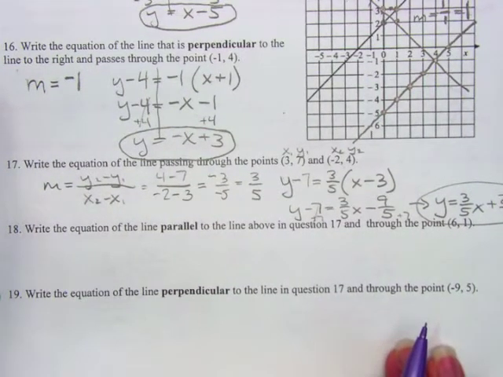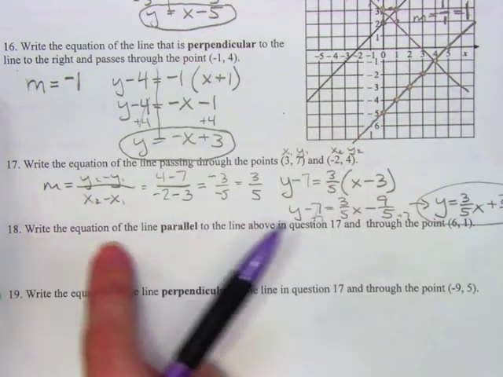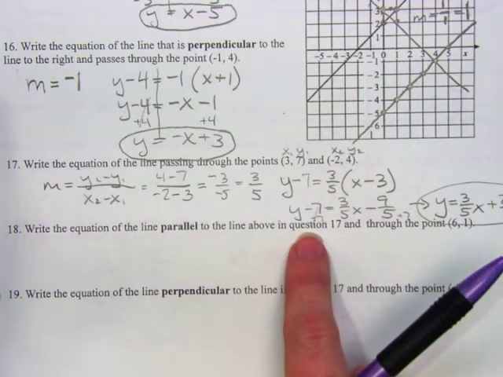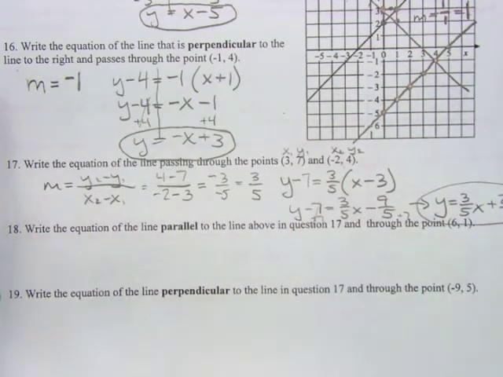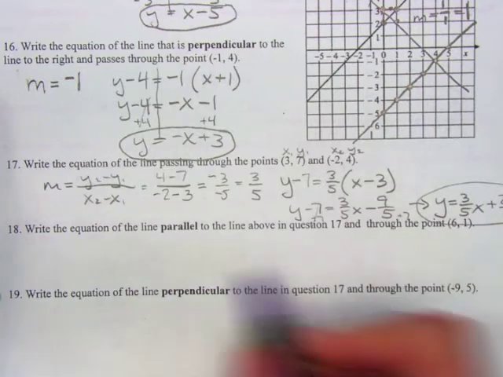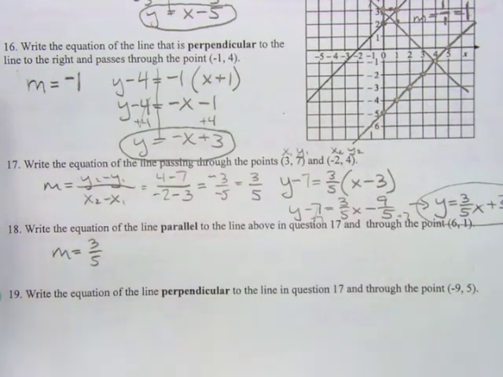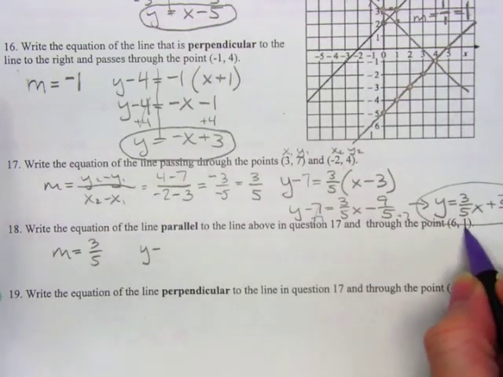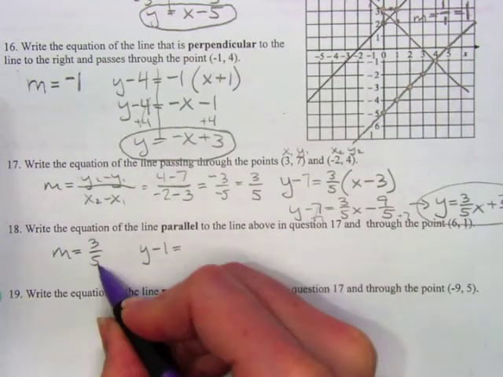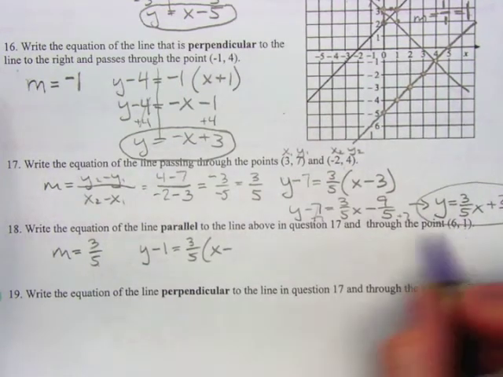Here we're going to do 2 more. We're going to use this line above in question 17, so we want to write the equation of the line parallel to the line above through the point 6, 1. Well, here's the line above. It has a slope of 3/5, so my parallel line has the same slope, 3/5. And if you're not good at it now, yet, you will be, because here we go again. Y minus the y value of the point, 1, equals slope 3/5 times x minus the x value of the point, 6.